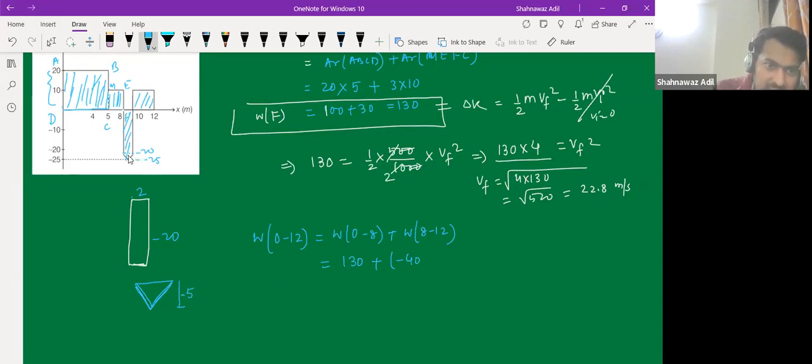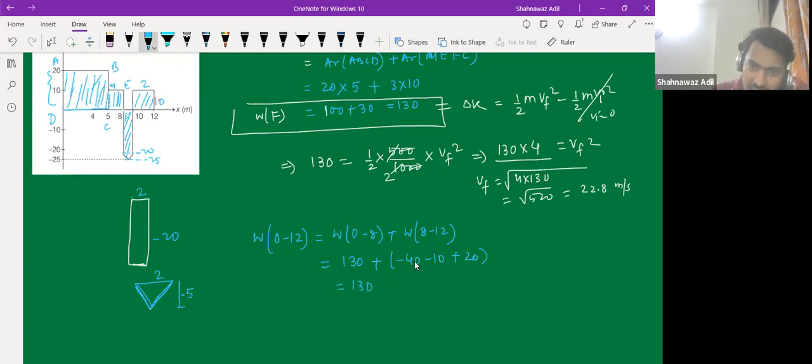And then we also have, how much is this? This is 2. So this is minus 10, right? So minus 10 and plus how much? This is 10 to 12, so this is 2. And then this height is 10, so this is 20, right? So this would be how much?